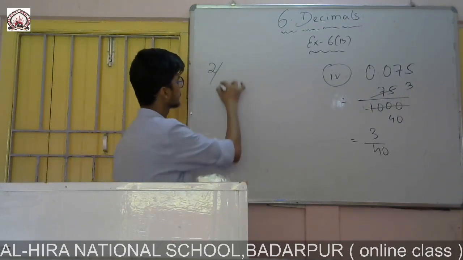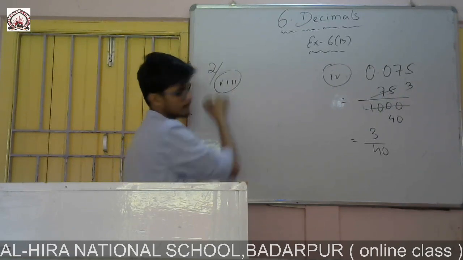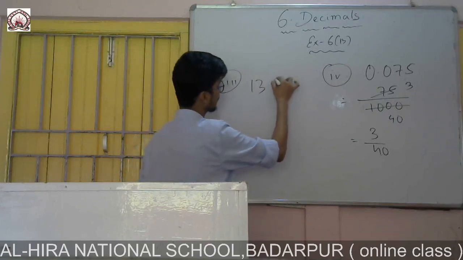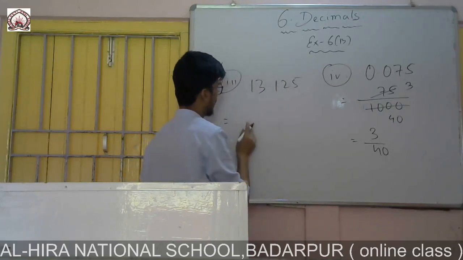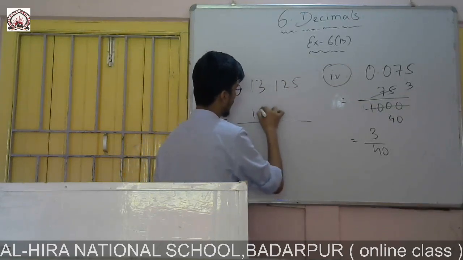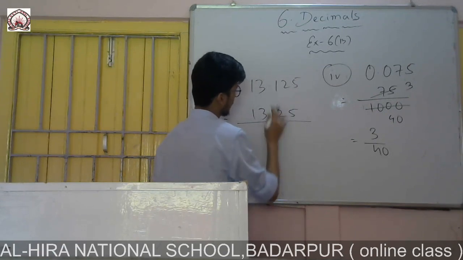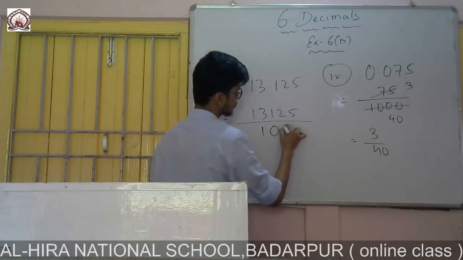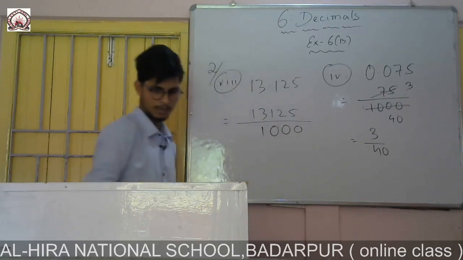It is given 13.125. I can write it as 13125, and where is the decimal? After the decimal, how many places? 1, 2, 3. That means the denominator is 1000.